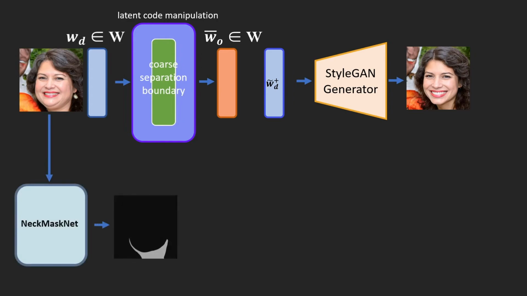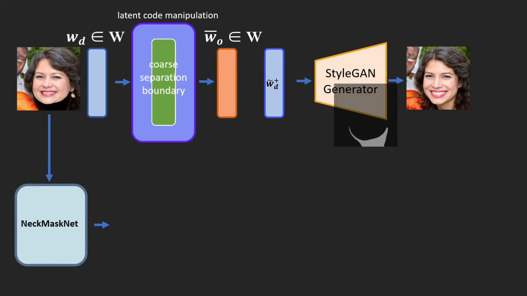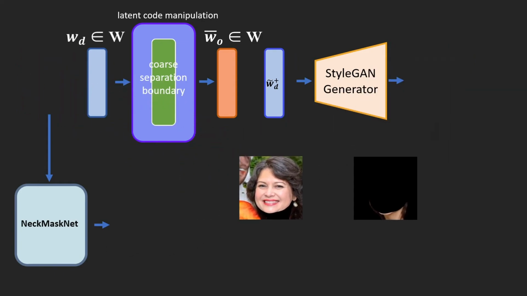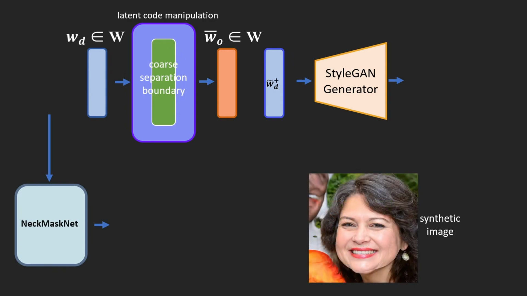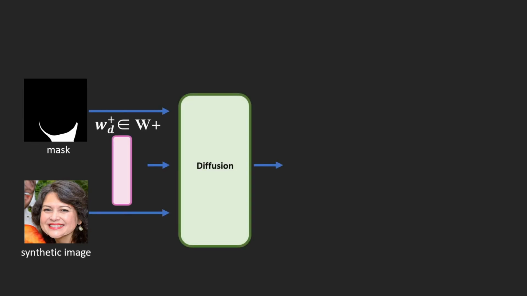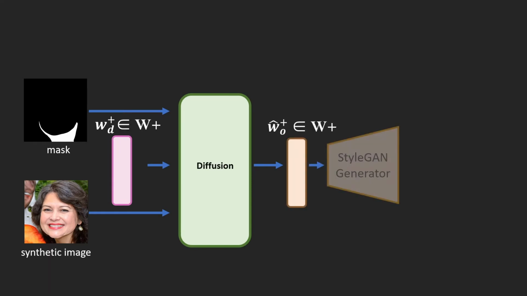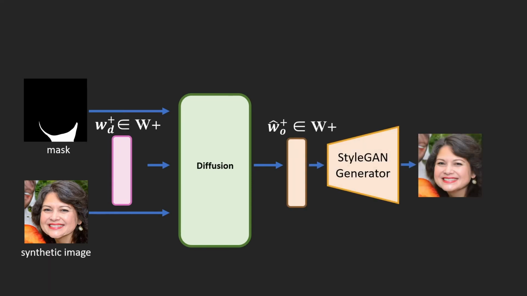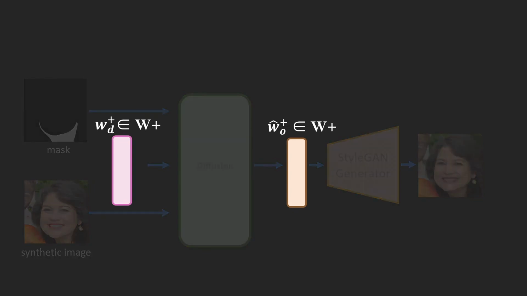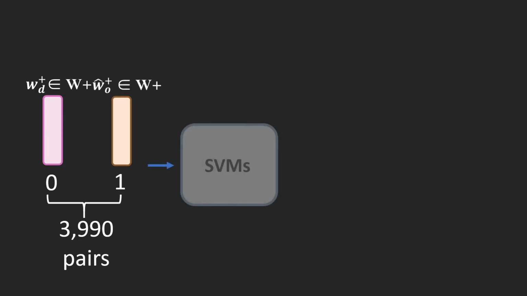The original image is fed into the neck mask net to extract the neck mask, which is then employed to get an intermediate synthetic image from the two portrait images, serving as a better facial prior. There exists a visible misalignment in the intermediate image. Therefore, we apply a diffusion method to eliminate the problem. We input the intermediate image, neck mask, and the latent code into the diffusion process, getting an optimized latent code along with the result portrait image. Finally, we leverage the optimized latent codes to train a fine separation boundary.